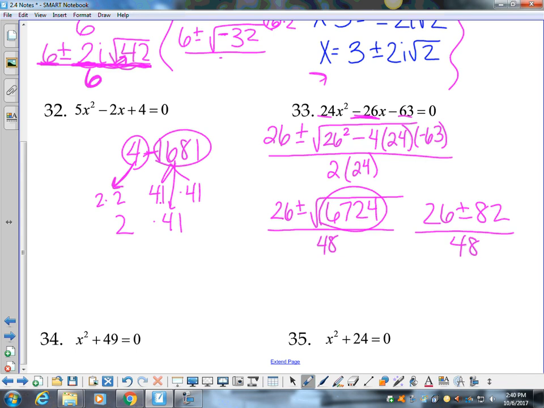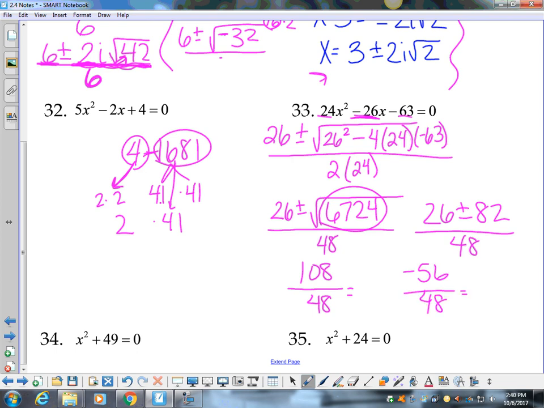But guys, can't we add 26 plus 82 and get a number, and then do 26 minus 82 and get a number? So 26 plus 82 is 108. So I have 108 over 48, which is going to reduce here in just a minute. And then 26 minus 82 is a negative 56 over 48.